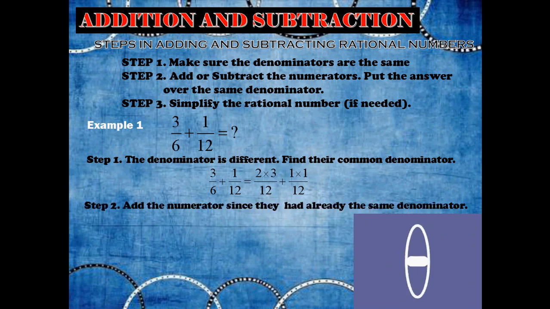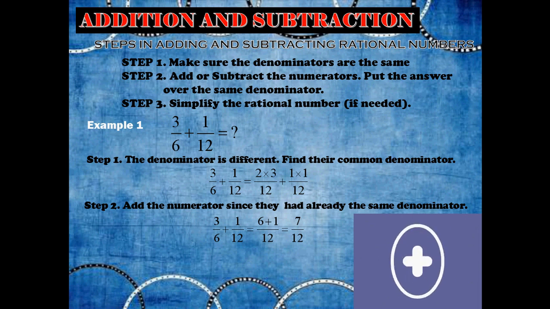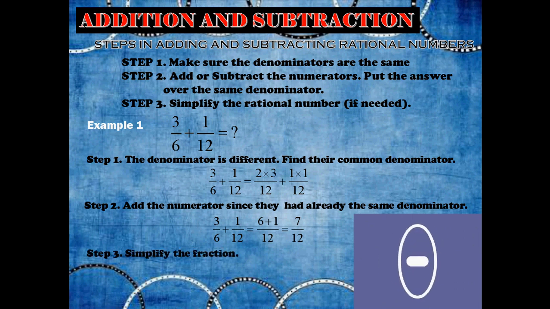Step 2, add the numerators since they already have the same denominator. So 2 times 3 is 6, and then 1 times 1 is 1. So it becomes 6 plus 1 over 12, which is 7 over 12. Step 3, simplify the fraction. Since the answer is already simplified, there is no need to simplify it.